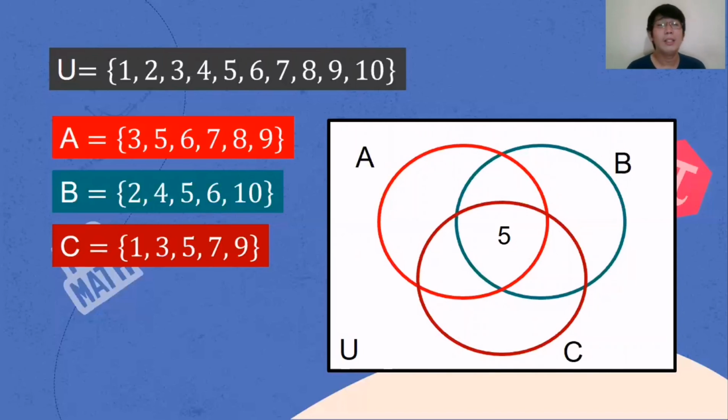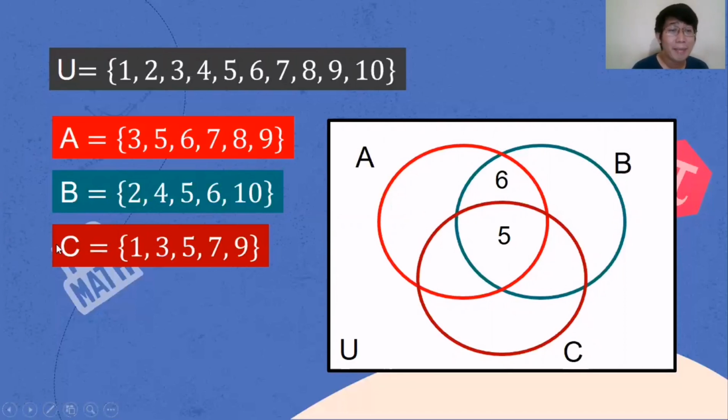Next, hanapin natin ngayon ang parehong elements ng set A at set B. That is the second step. Hanapin natin ang common elements ng set A at set B. Those are 5 and 6. Do we have more? Wala na. So, this will be the intersection of A and B, 5 and 6.